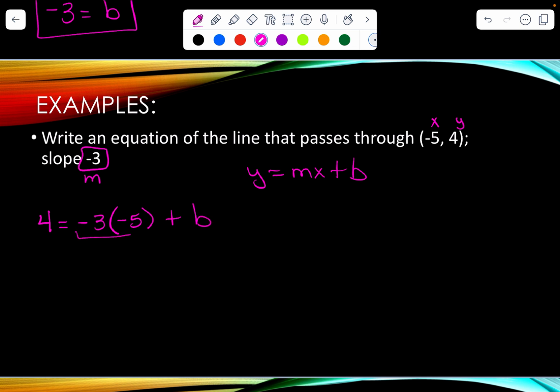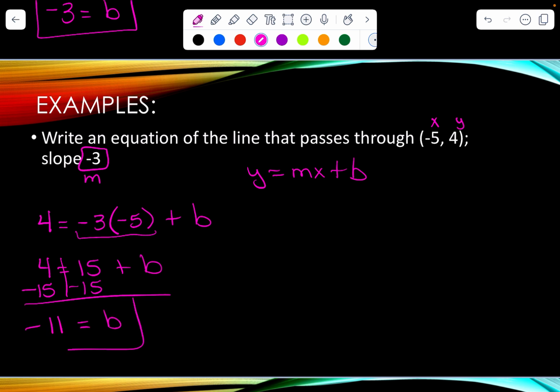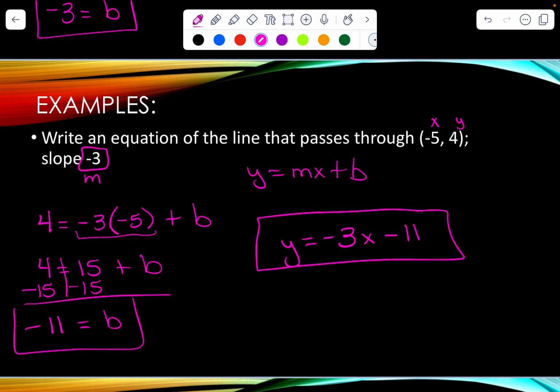I'm going to multiply. So I get 4 equals 15 plus b. I'm going to minus the 15 from both sides, and I get negative 11 equals b. So now I'm going to take the b and the m, and I'm going to plug in for my answer. Y equals negative 3x minus 11. And there is our final answer in slope-intercept form.